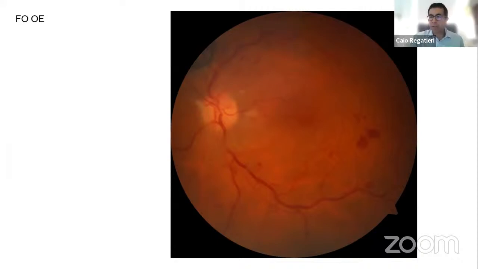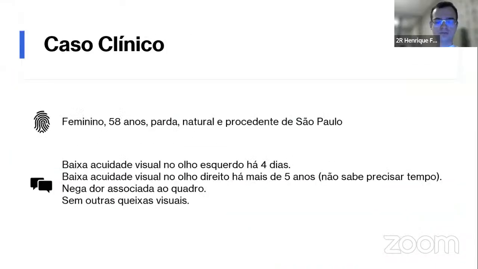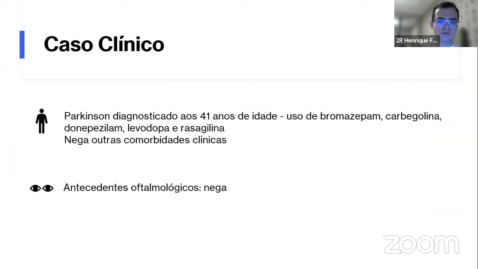Aproveitar que a Lu está na reunião, se ela puder comentar se acha que isso pode ser uma neurosífilis antiga e que causou essa sintomatologia de Parkinson. Gente, desculpa, eu perdi. Como que é o perfil sorológico dela? Ela tem um VDRL de 1 para 1, professora, e um treponêmico positivo. Nega tratamento prévio. Qual a idade dela? Jovem, 58 anos, com diagnóstico de Parkinson desde os 41, em uso dessas medicações.